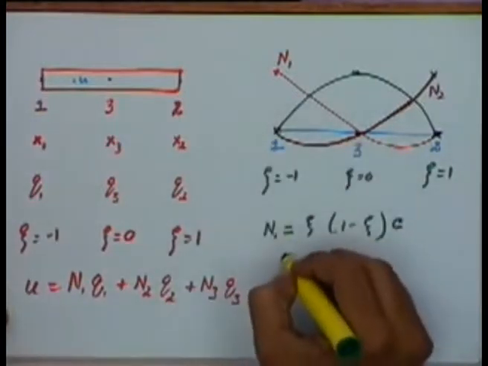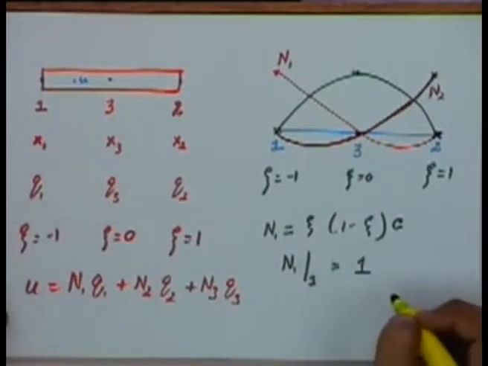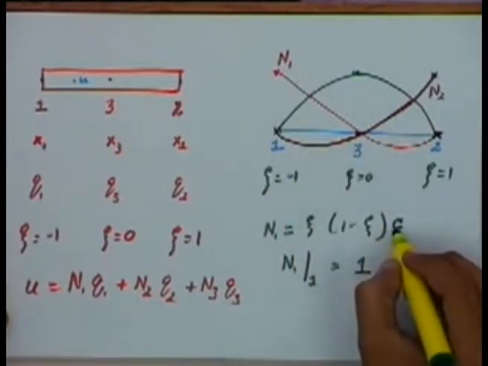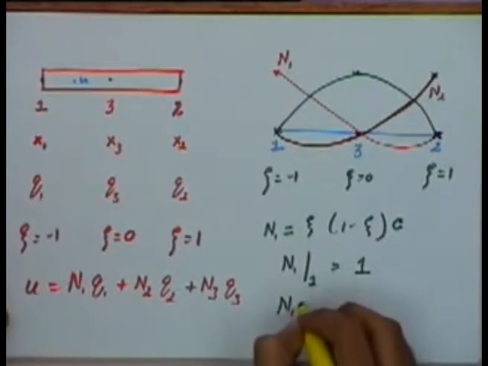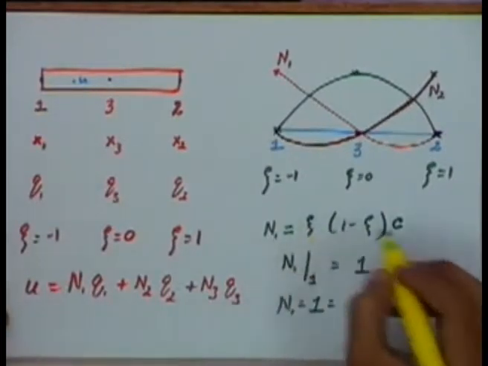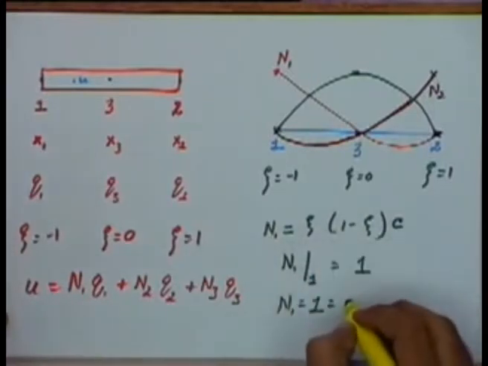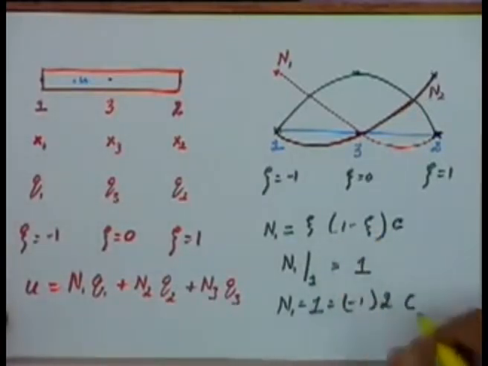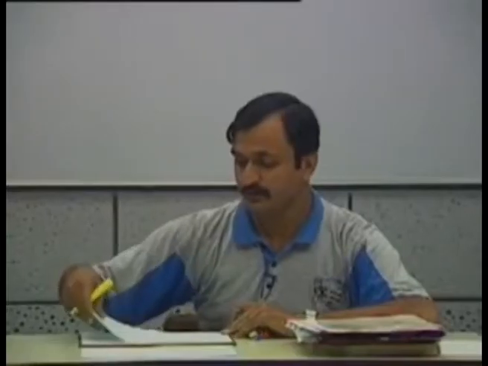Then we know that n1 at node 1 is equal to 1. At node 1 zeta is equal to -1, so we can put that value over here. We will get n1, which is equal to 1, will be 1 into -1 into 1 minus -1, which is 2, into c. So you will get c to be equal to -1/2.